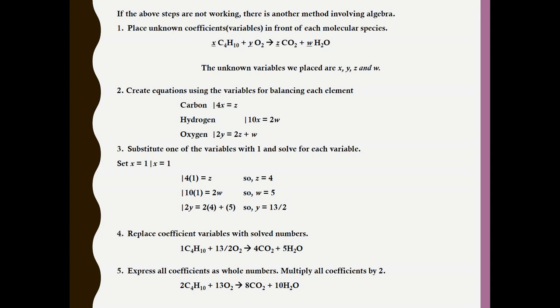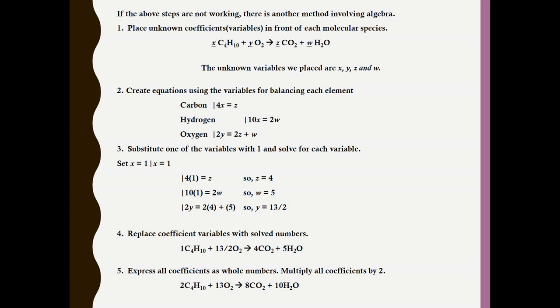Now the next step is you're going to have to replace all the coefficient variables with the solved numbers. So in the end, my equation is going to be 1 C4H10 plus 13 by 2 O2 yields 4 carbon dioxide, or CO2, plus 5 H2O.